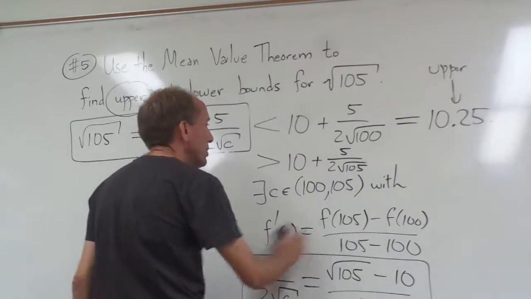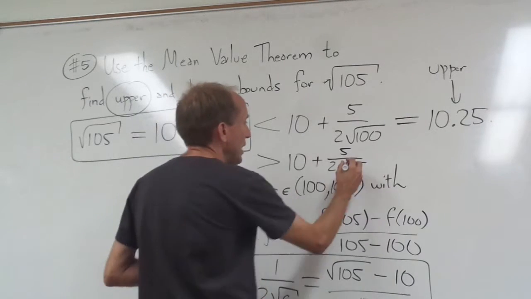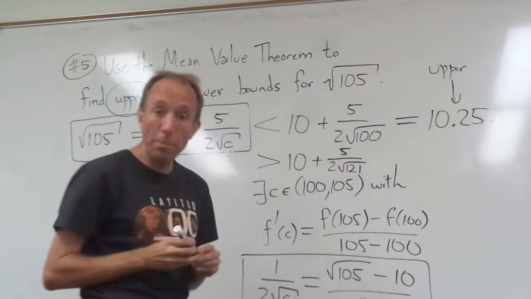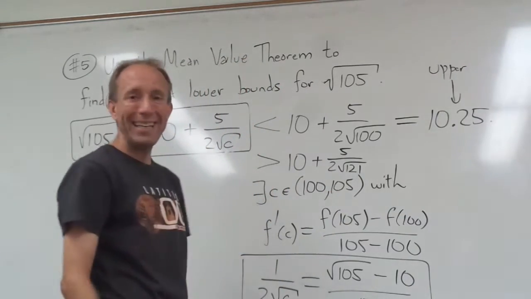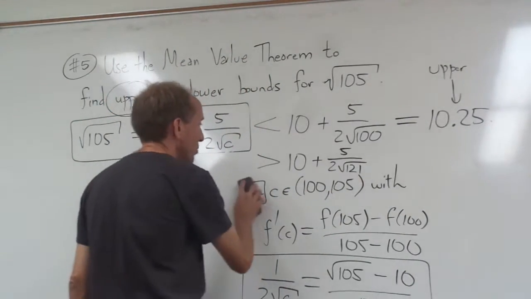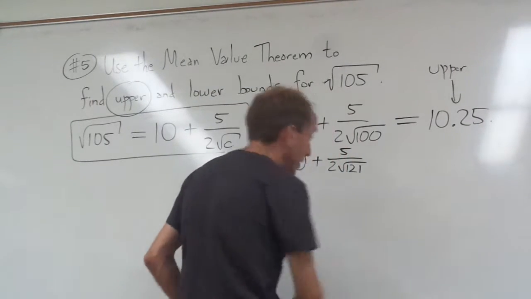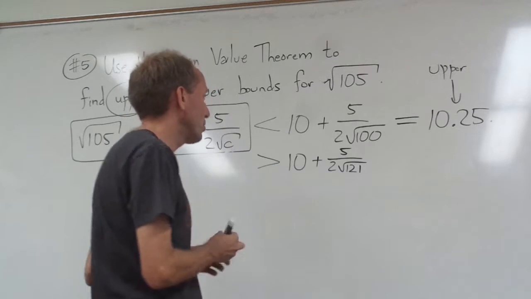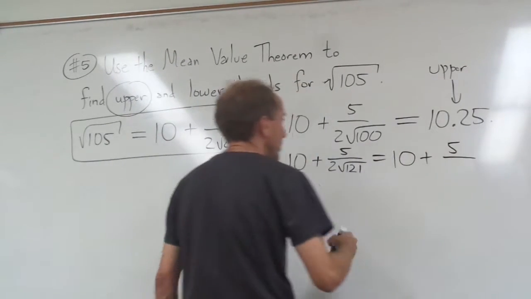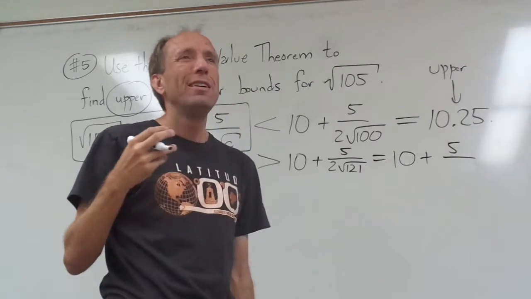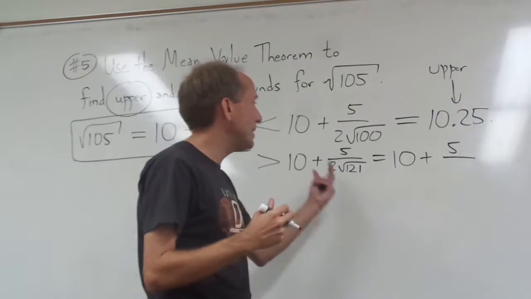So what you want to do instead is say it's all right to actually increase c even more, to some number that might be outside of this interval that would be easy to calculate. And so that's the trick here. What we're going to do is replace the c with 121, because the square root of 121 is easy to calculate, and it's the first number that's bigger than 105 that's easy to evaluate.